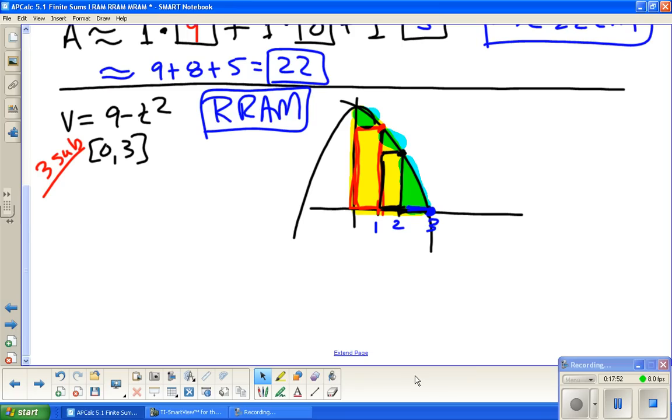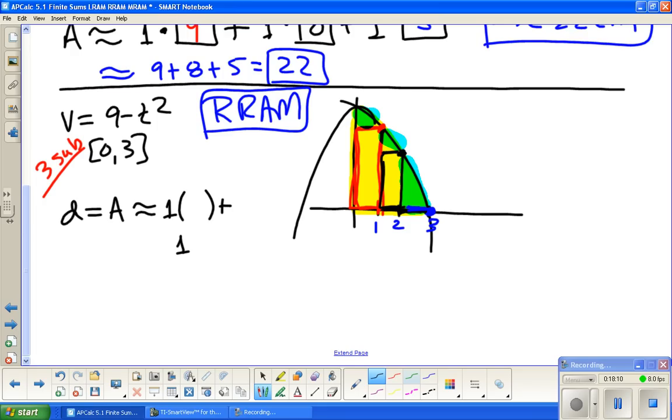We're going to do area, which is equal to distance. I should probably write it the other way around. Our goal is to approximate distance, which is equal to area, but we're approximating the area by doing 1 times something plus 1 times something plus 1 times something. Well, the something, in this case, this point is at 1 comma, put 1 in over here, 8.